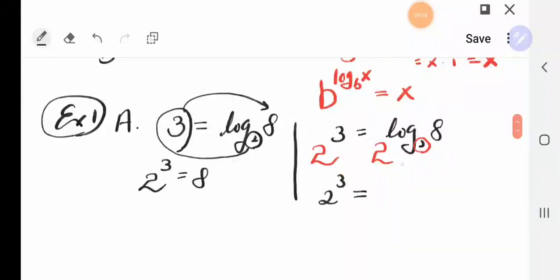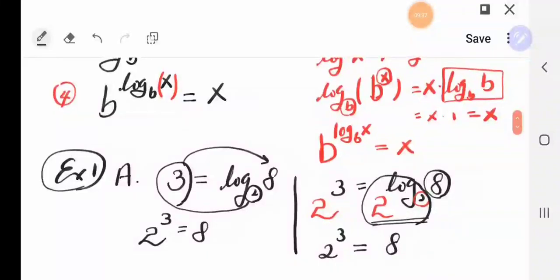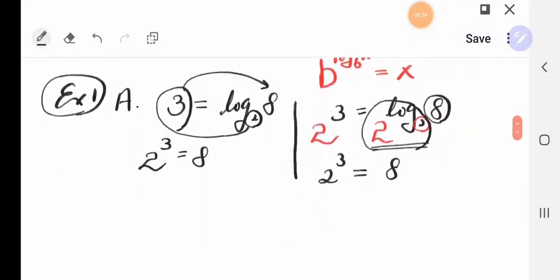The right side, this thing can cancel out, and only this 8 can get out. Because in the exponential form, the base is 2 and the logarithm base is 2, this whole thing cancels out, we get 8. Now this is the property number 4. So we have the same exponential equation.